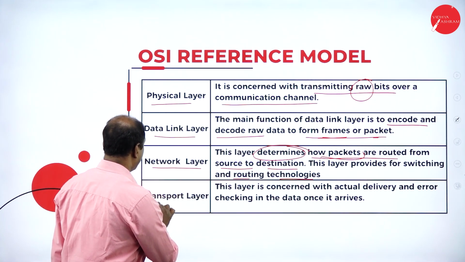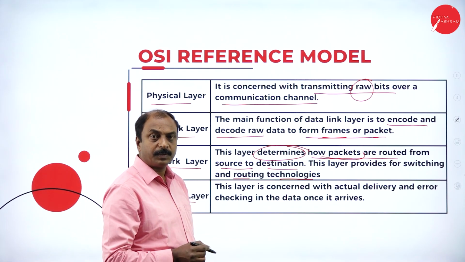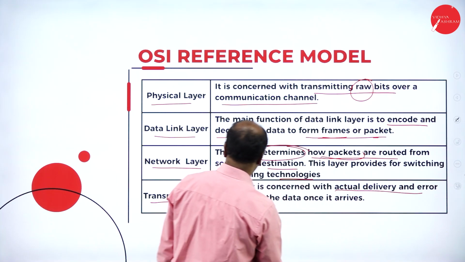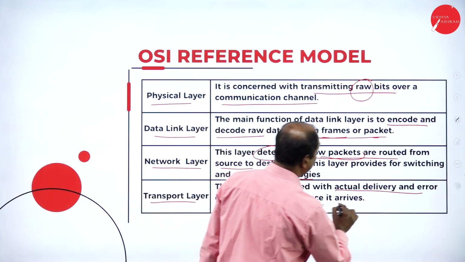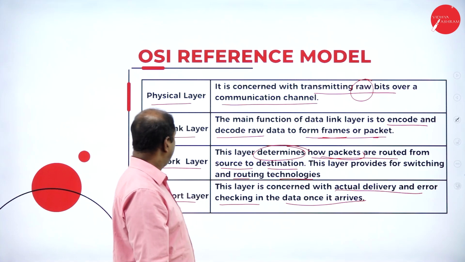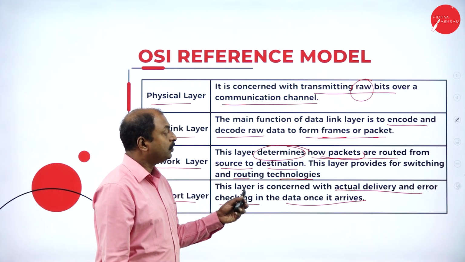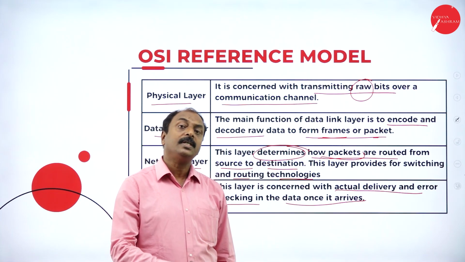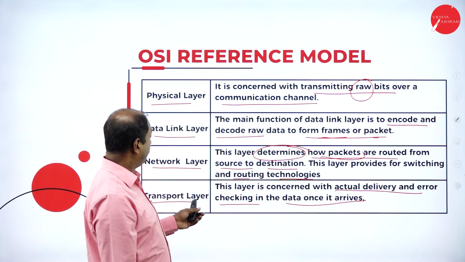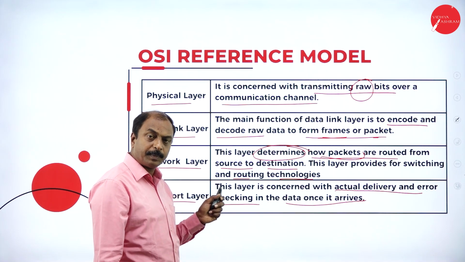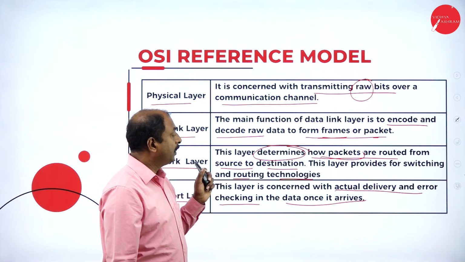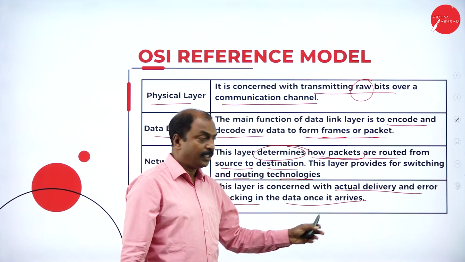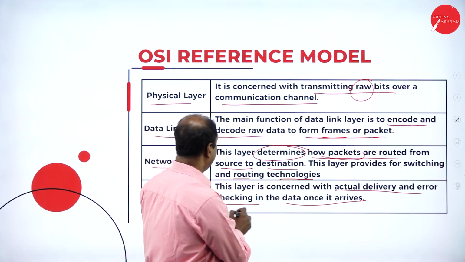Next one is the transport layer. So what is the function of the transport layer? It is concerned with the actual delivery and error checking of the data once it arrives. The responsibility of the transport layer is to guarantee delivery of data from host to destination. I repeat once again, the responsibility of the transport layer is to guarantee delivery of the data from host to the destination, and it also has a function of error checking.